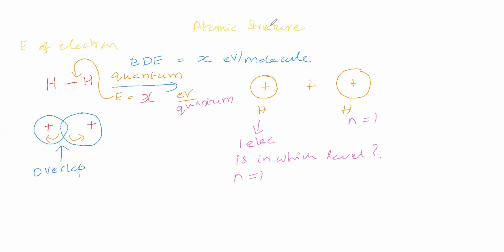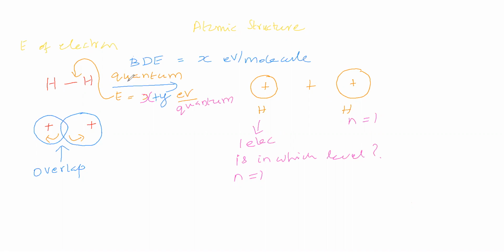Now let us supply a quantum. That quantum is having X plus Y electron volt of energy. So X plus Y electron volt is given. The molecule is dissociating and converting into atoms. Now you say, in this quantum, is there any energy remaining after dissociation?